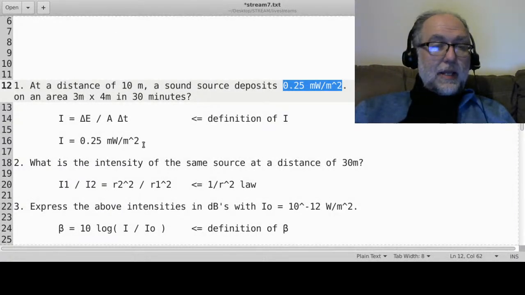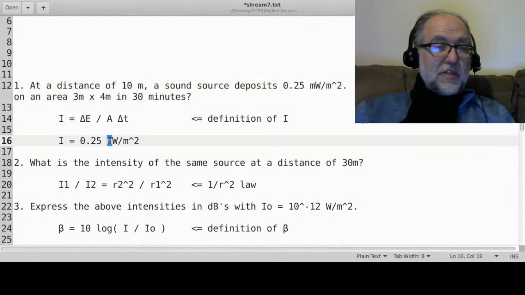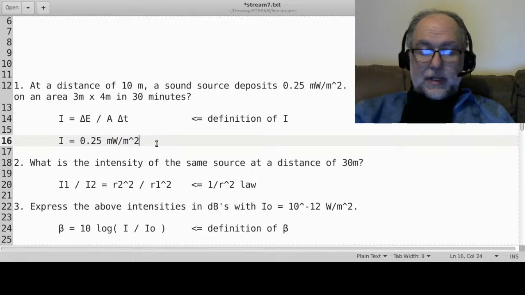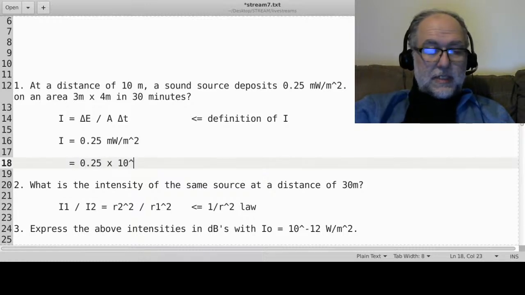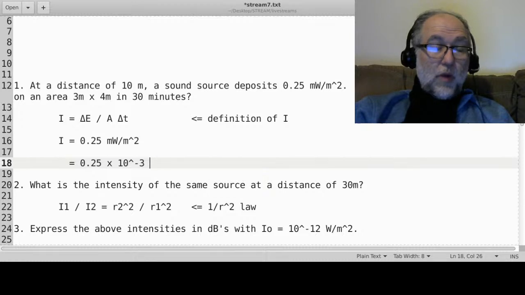Let me do a couple of conversions there. First of all, milli is not MKS, so let's replace the milli with a thousandth. So 0.25 times 10 to the negative 3, a thousandth of a watt. That's what milli means. And meters squared like that.